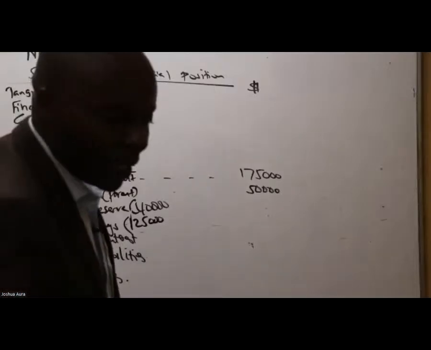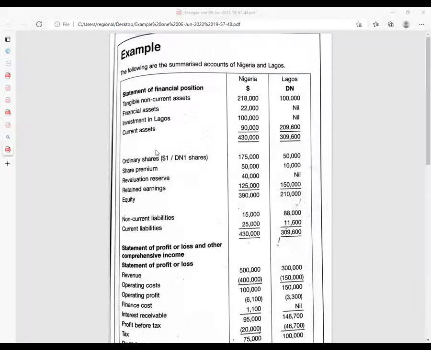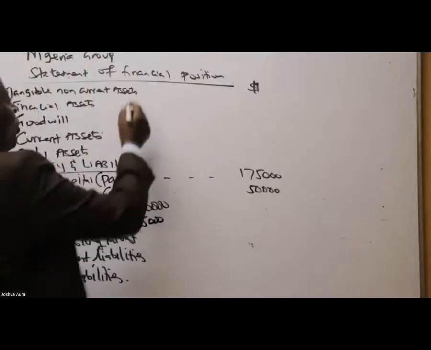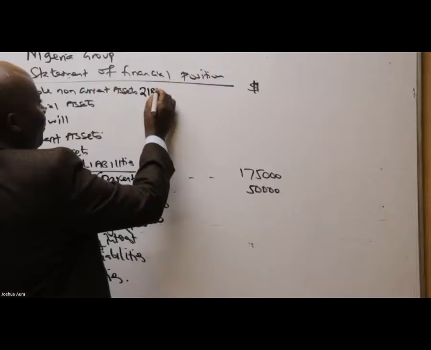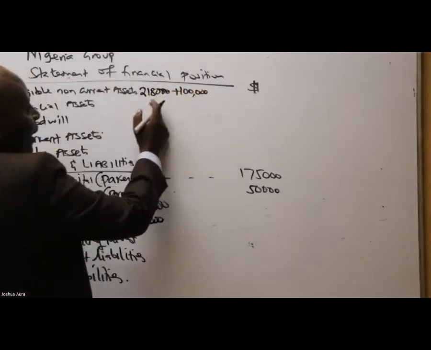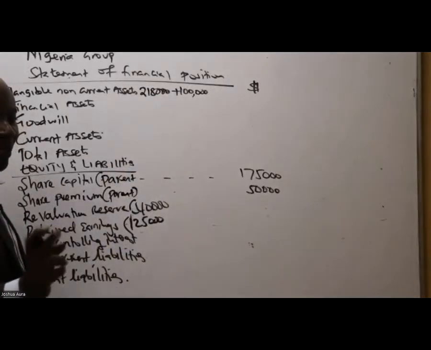So tangible non-current assets, what do we have here? Ladies and gentlemen, I can see Nigeria as 218,000 and Lagos as 100,000. So please come and combine the two. So 218,000 plus 100,000, because consolidation is all about adding. But now remember that these currencies are not compatible.